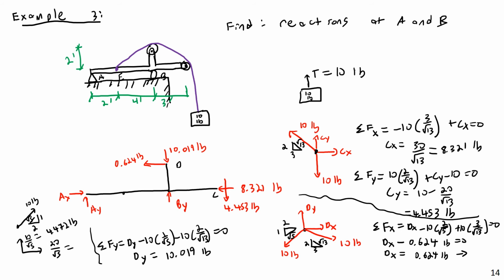And this comes to 11 point, wait, something was, let's see. Oh, I divided by root 3. No wonder I was getting a little weird. Sorry about that, not root 5. I divided by the wrong denominator here. That's root 5, not root 3. So 20 divided by root 5 is 8.944 pounds.